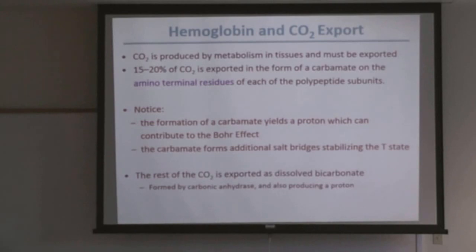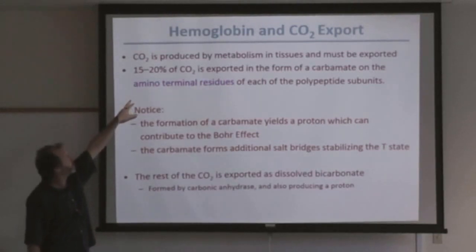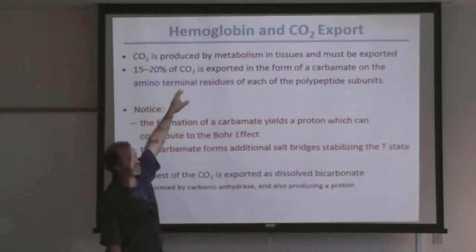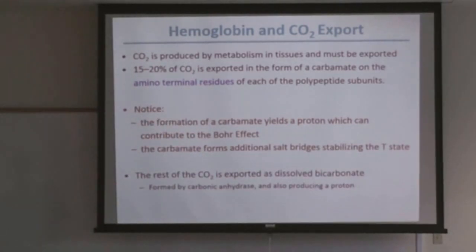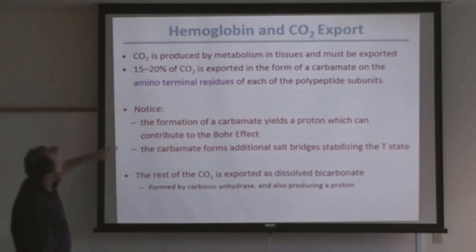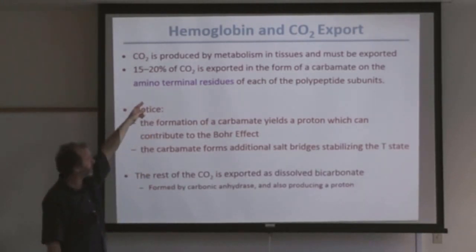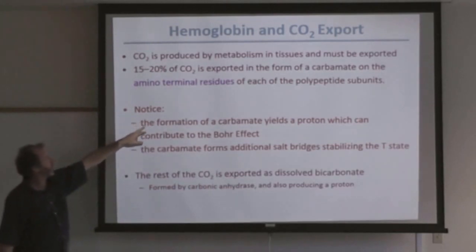Carbon dioxide also is a product of metabolism, right? You're going to have increased concentrations of carbon dioxide, and hemoglobin actually will transport carbon dioxide itself. So carbon dioxide is produced by metabolism in the tissues, and it has to be exported. 15 to 20% of the carbon dioxide is exported in the form of carbamate ions. What happens is the carbon dioxide reacts with the amino terminus on the hemoglobin and actually forms a carbamate ion on each of the polypeptide subunits.